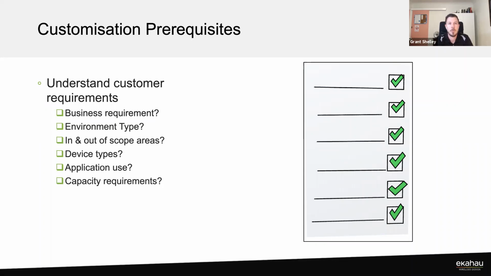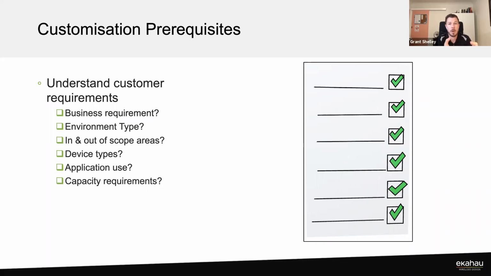Okay, so customization prerequisites. Look, this is probably the most boring slide you've ever seen, but the content is what I really want to focus on. It's really about understanding what the customer requirements are. If we look at what the business requirement is, it's really about what type of network. Is it a voice network? Is it a data network? Is it a high density network? What is the requirement going to be here?